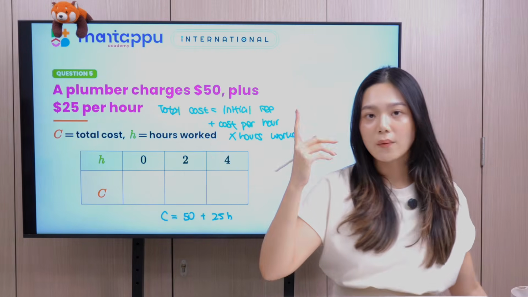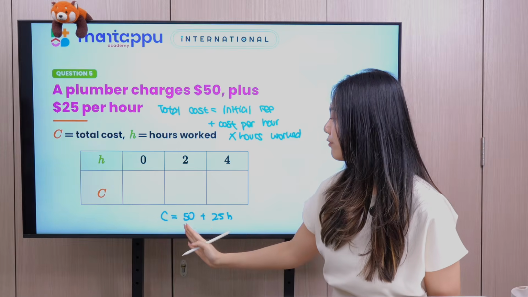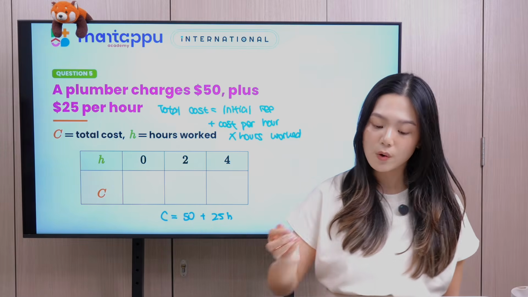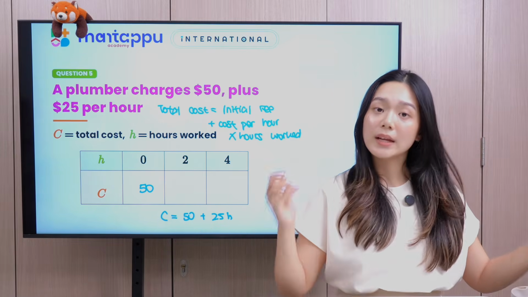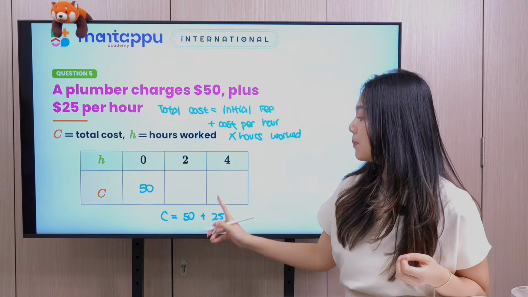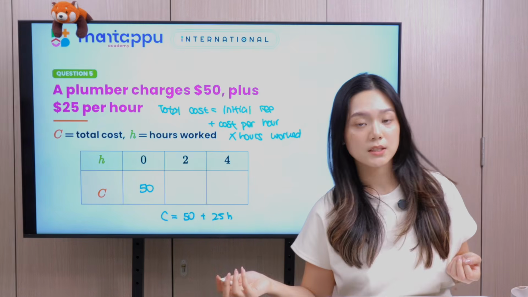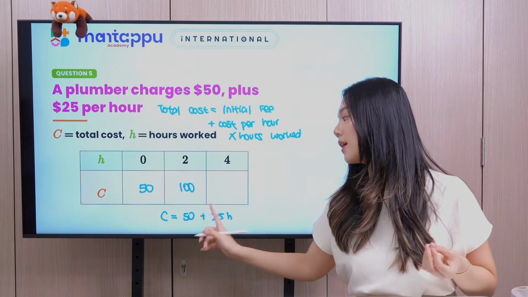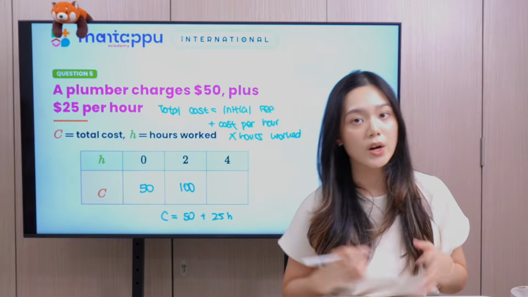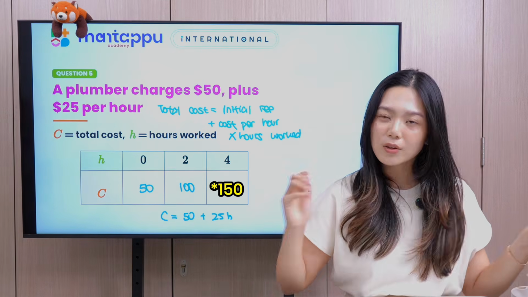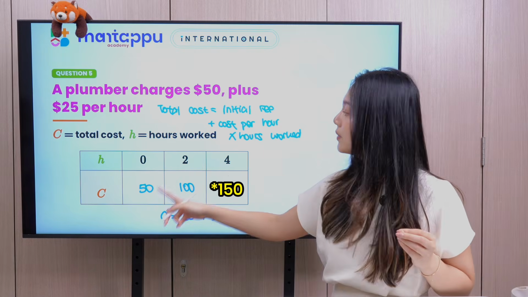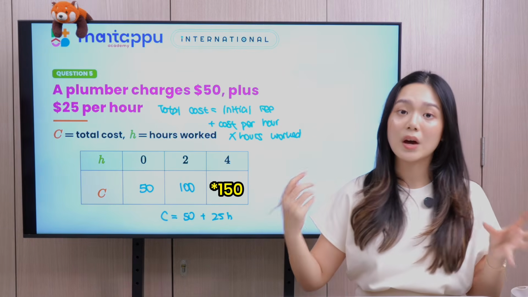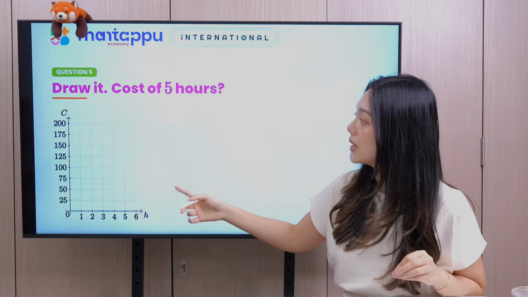because your values for C depend on your values of H. So when H is equal to 0, you have 50 plus 25 times 0, which is just 50. And then when H is equal to 2, you will have 50 plus 25 multiplied by 2, which is 100. And when H is equal to 4, it's just going to be 50 plus 25 multiplied by 4. That will be 150. So now I have my points again, (0, 50), (2, 100), and (4, 150). So I can plot that right into this graph.